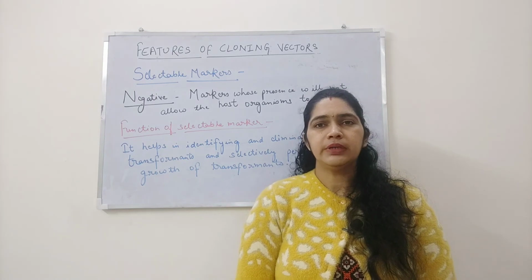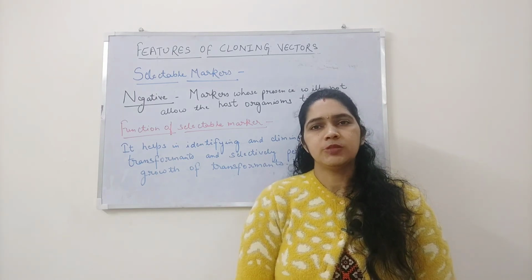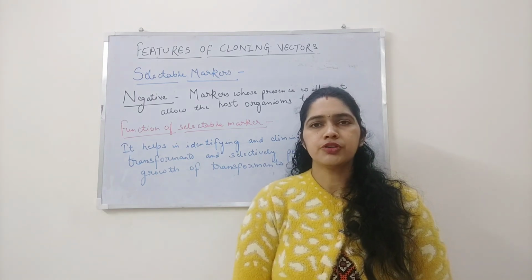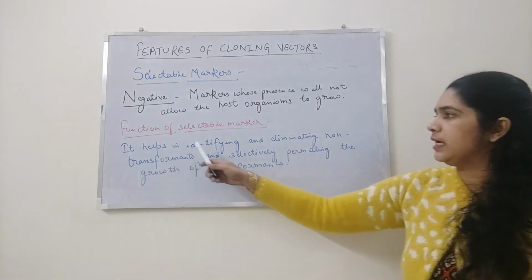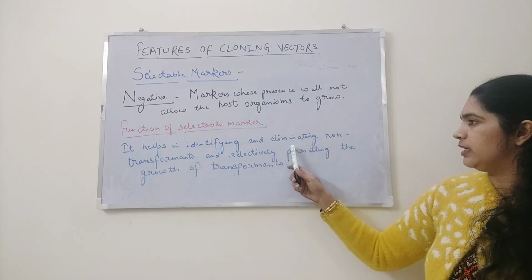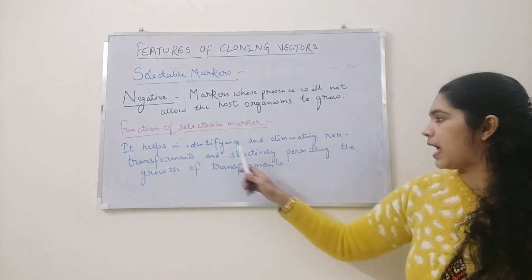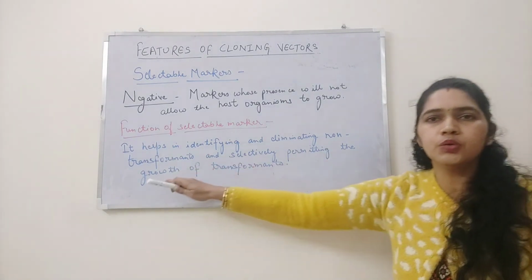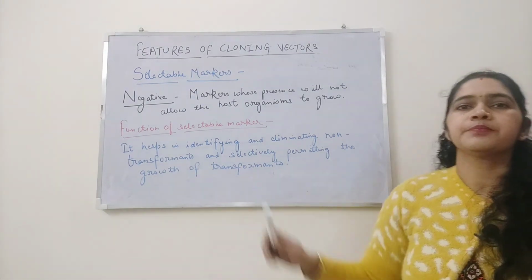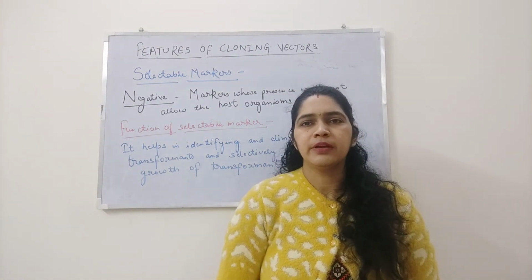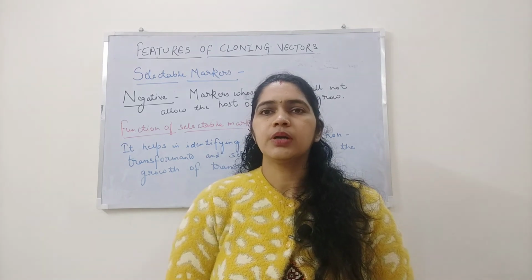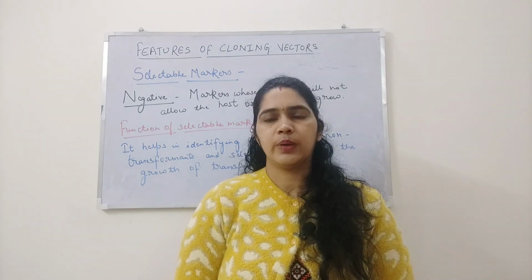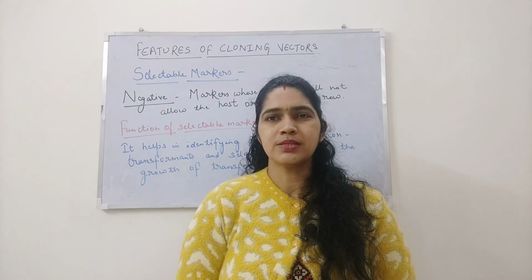Now, with our discussion on selectable markers, we can conclude that the function of a selectable marker is that it helps in identifying and eliminating non-transformants and selectively permitting the growth of transformants. With this, I am ending my video now, and in my upcoming video, I am going to cover the rest of the features of cloning vector and competent host.